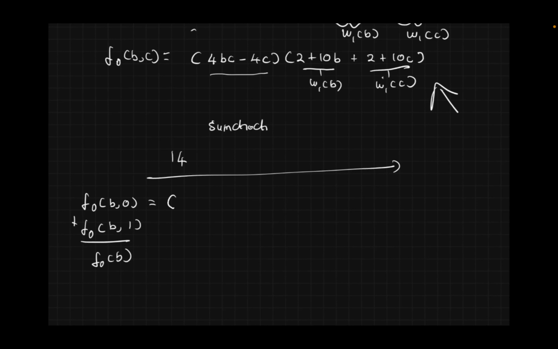Wait, is it the verifier that is doing this? No, the prover. The prover is trying to generate the round poly. So it's 4 times b, right? Minus 4 times 0, right? This is 0 minus 0, which is 0. Then 0 times anything is still 0. So the answer is 0. Makes sense? Then we do for 1. So this will just be 4b minus 4, right? Times 2 plus 10b plus 2 plus 10, right?